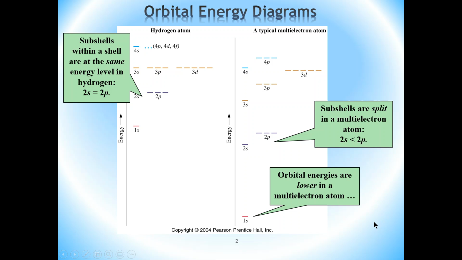Okay, what else shall we say here? Oh, I mentioned this point already. Orbital energies are lower in the multi-electron atom compared to the case of the hydrogen atom. That's the first thing I mentioned on this slide.